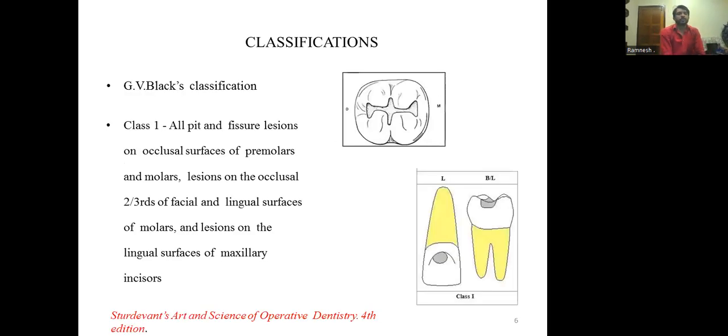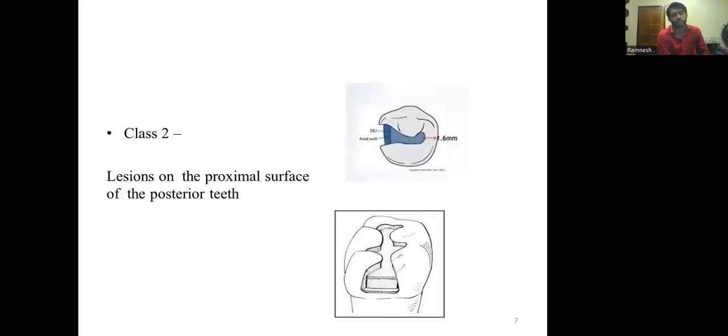Classifications are according to G.V. Black. Class 1 are all pit and fissure lesions on the occlusal surface of premolars and molars, lesions on the occlusal two-thirds of the facial and lingual surfaces of molars, and lesions on the lingual surfaces of maxillary incisors. Class 2, lesions on the proximal surface of posterior teeth.